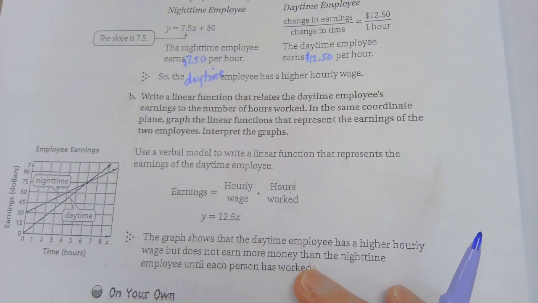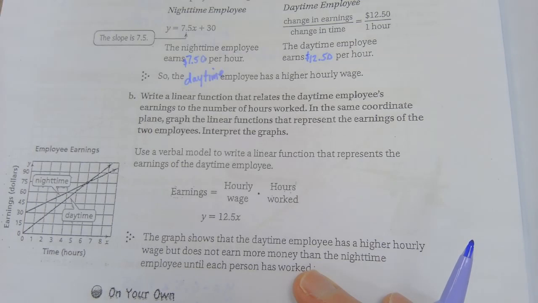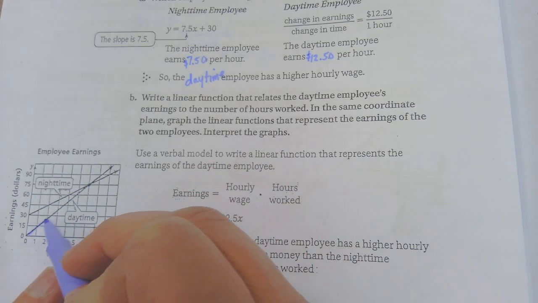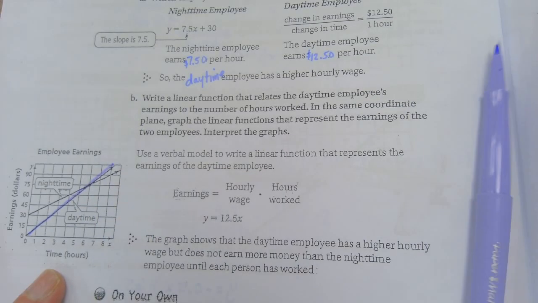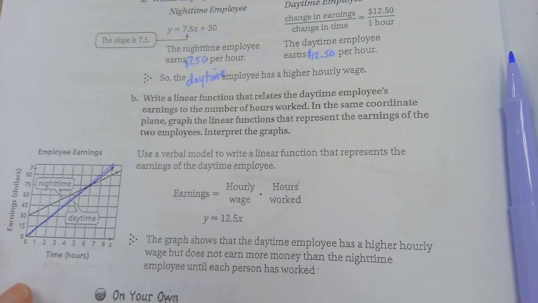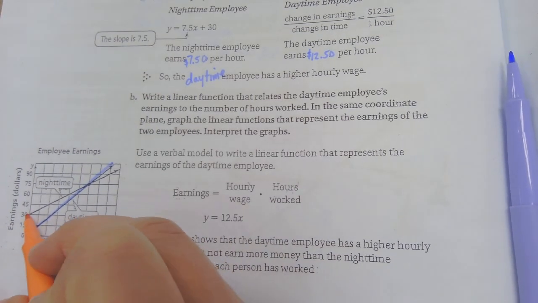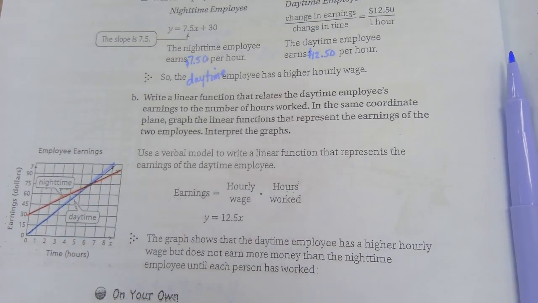Okay, write a linear function that relates the daytime employee's earnings to the number of hours worked. In the same coordinate plane, graph the linear functions that represent the earnings of the two employees, and then interpret the graphs. So here you have your daytime, and here you have your nighttime. I should switch the colors.